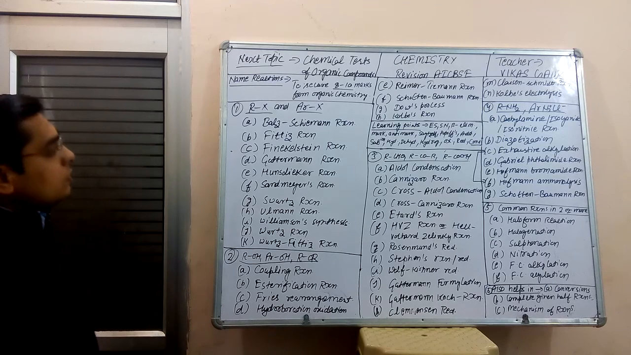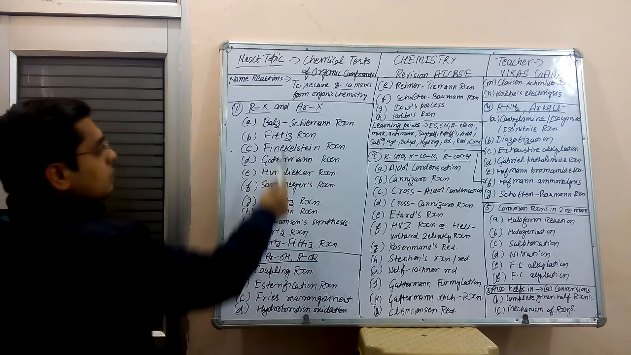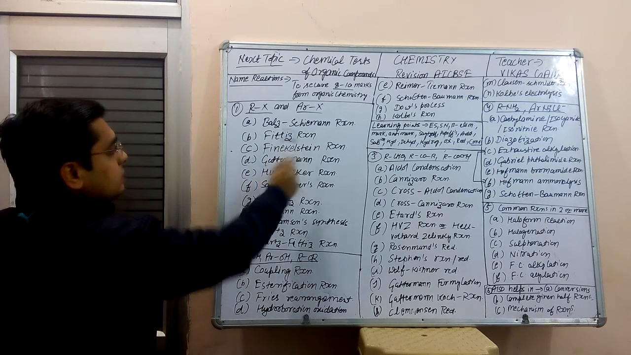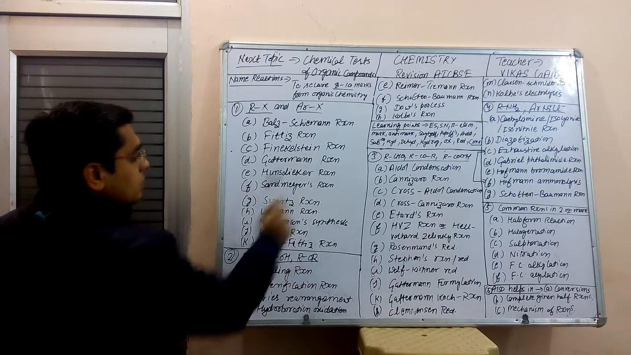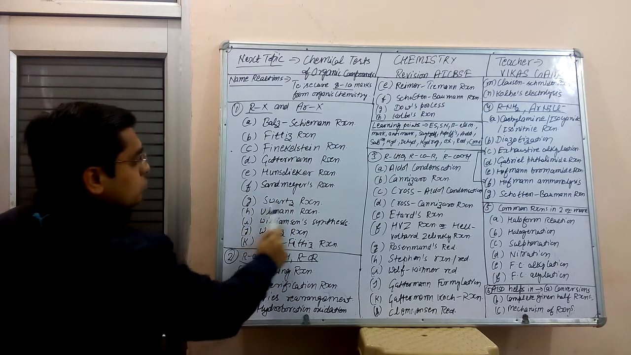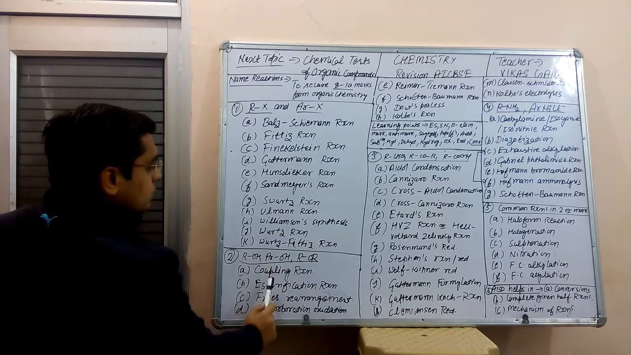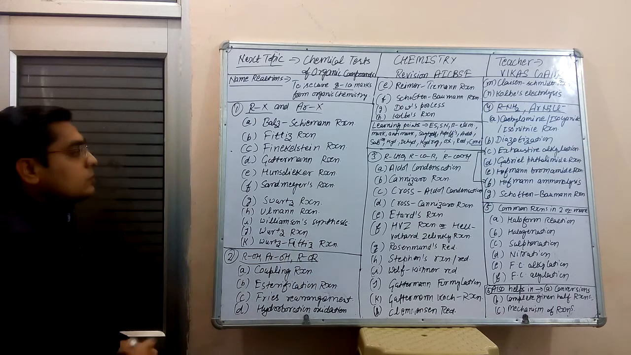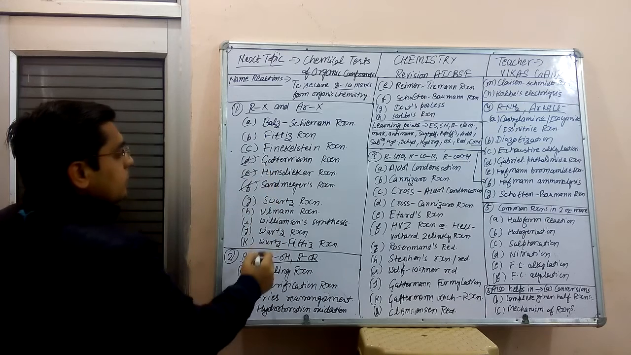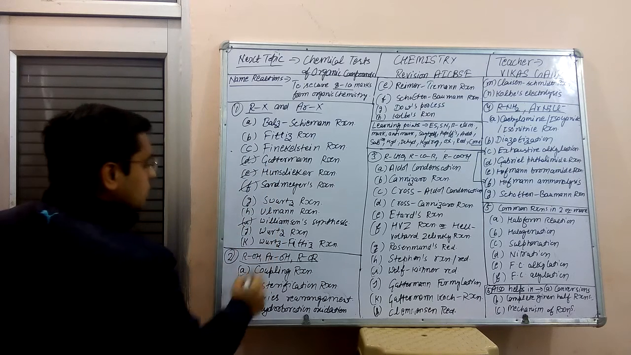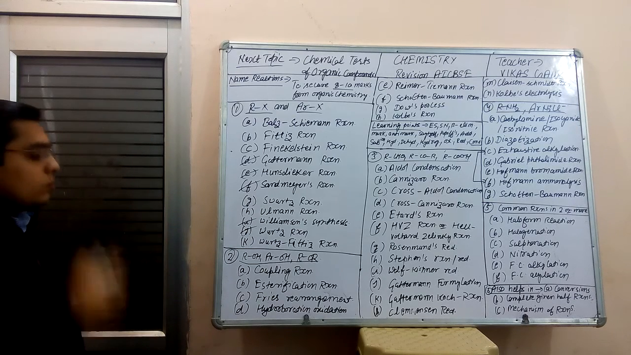So now, the first one is haloalkanes and haloarenes. The reactions are Bart-Schiemann reaction, Finkelstein reaction, Gattermann reaction, Hunsdiecker reaction, Sandmeyer reaction, Swarts reaction, Wurtz reaction, Williamson synthesis, Wurtz-Fittig reaction. The most important are Gattermann, Hunsdiecker, Sandmeyer, Williamson's and Wurtz reaction. Others are also important, but these are most important.